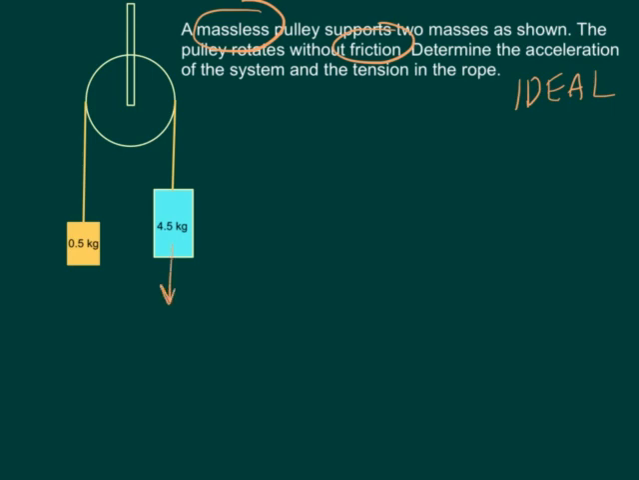We have a force of 45 newtons pulling down here. We have tension in the rope pulling up here. For this other object, we have a force of 5 newtons, 10 times 0.5, and we also have tension pulling up. Now, I'm going to go ahead and call these two tension forces the same variable, T.